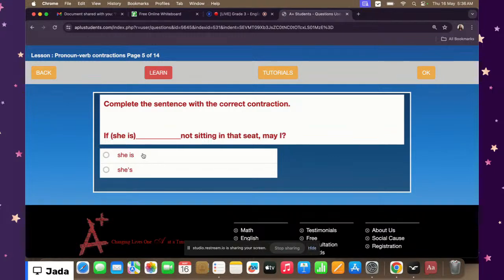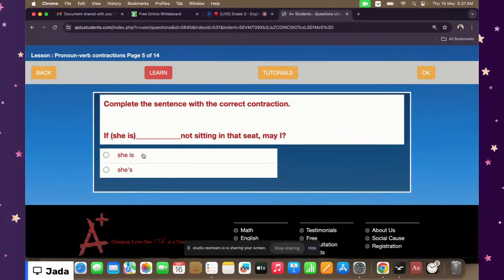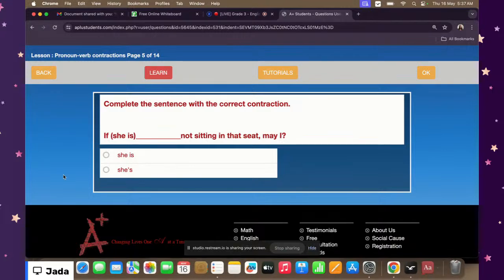If she is not sitting in that seat, may I? So what is the shortened version of "she is"? Okay, great.